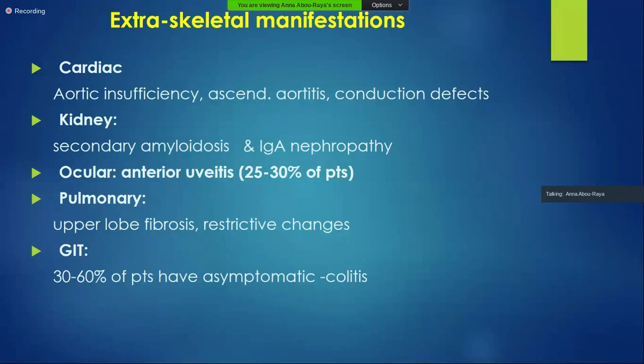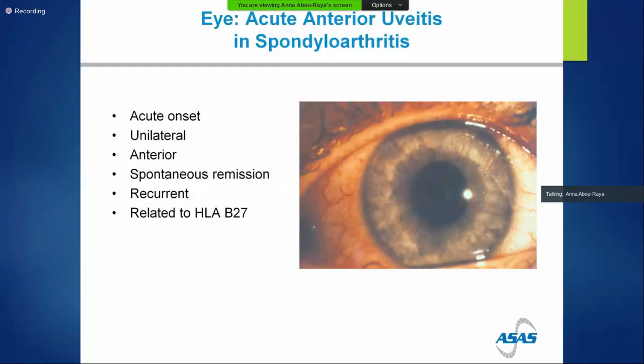Extraskeletal manifestations include cardiac manifestations, ascending aortitis, kidney involvement where secondary amyloidosis or IgA nephropathy can happen, and acute anterior uveitis, which is very important. We never forget this is one of the common extraskeletal manifestations. Restrictive changes can occur in the lung, upper lobe fibrosis, and 30 to 60% may even have asymptomatic colitis. They basically don't complain, and when I do an endoscopy, I find it. So do not forget the acute anterior uveitis.